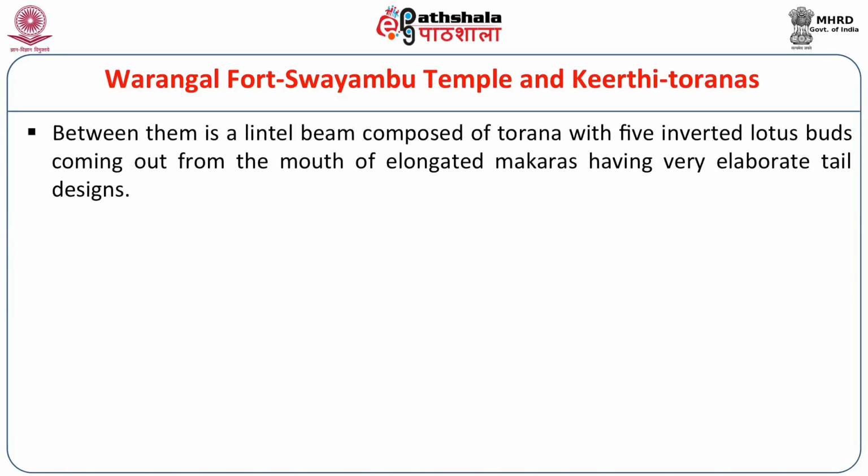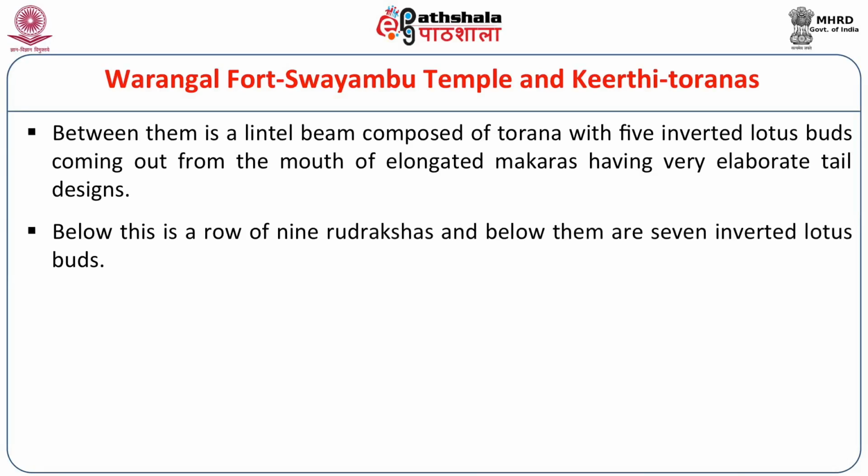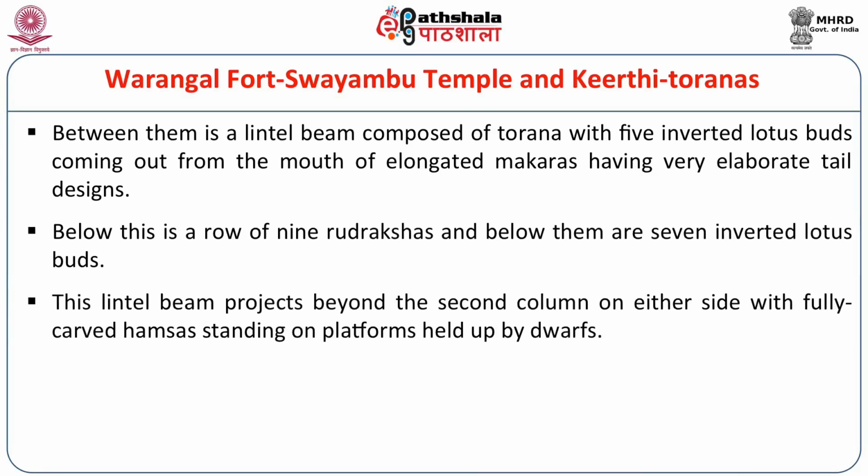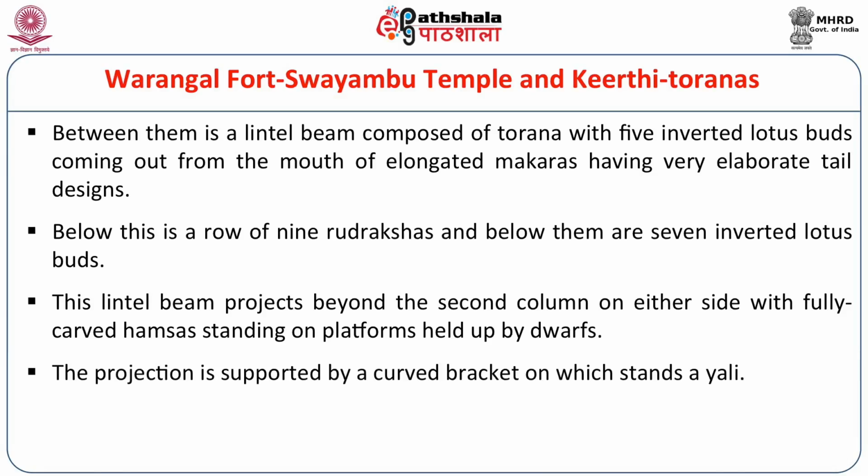Between them is a lintel beam composed of 5 inverted lotus buds coming out from the mouth of elongated makaras having very elaborate tail designs. Below this is a row of 9 rudrakshas, and below them are 7 inverted lotus buds. This lintel beam projects beyond the second column on either side with carved hamsas standing on a platform held up by dwarfs, ganas. The projection is supported by a curved bracket on which stands a yali.